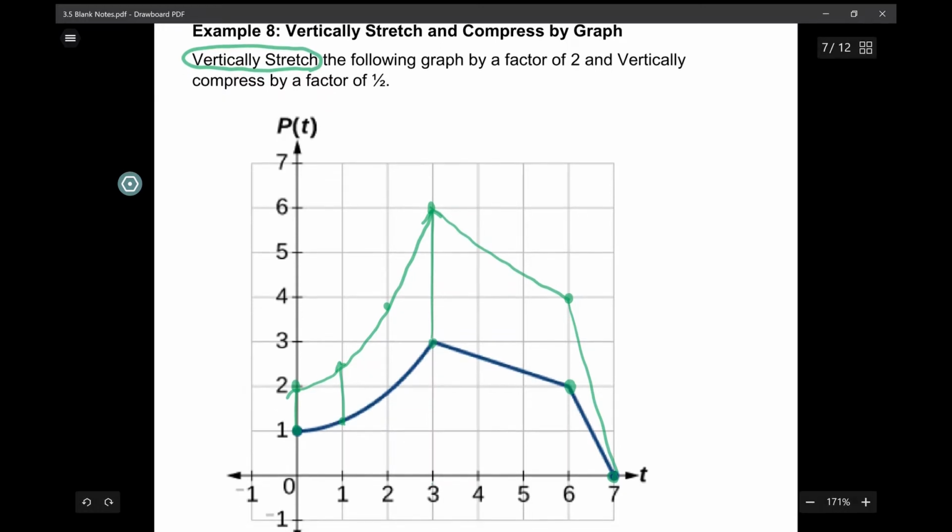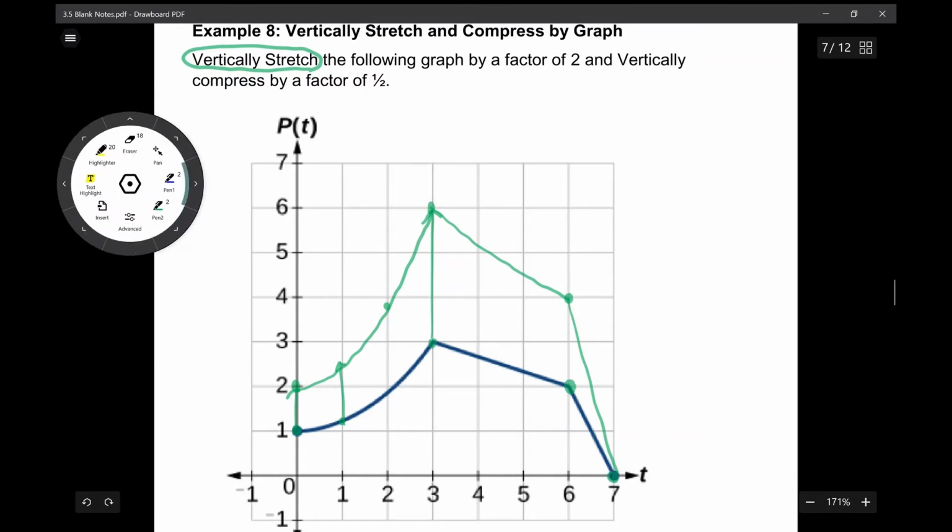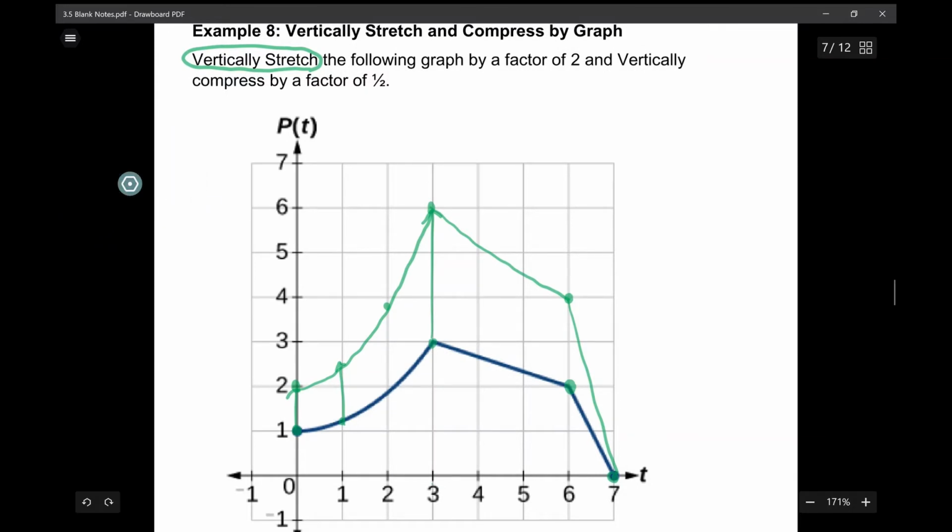Let's try and do a compression. I'm going to switch colors. All right, so we go back to the beginning. At x equal to 0, the output was 1. Half of that would be a half. At x equal to 1, the output we decided was about 1 1/4. Half of that is about, I don't know, what is half of 5/4? 5/8, just over here. This one is really close to 2, so it's going to be close to 1. And finally, half of 3 is 1 1/2. So there's my first piece.